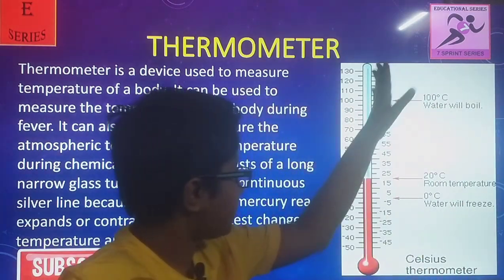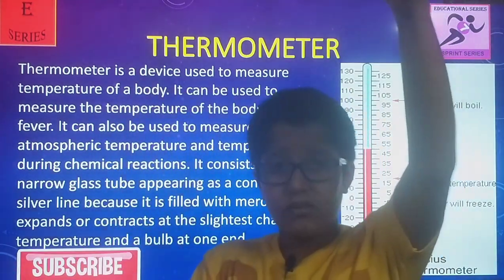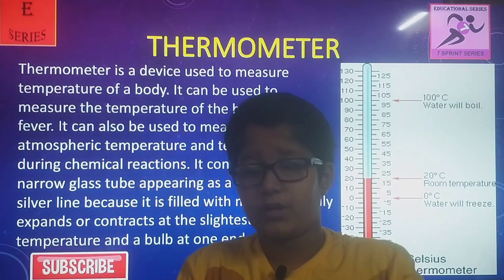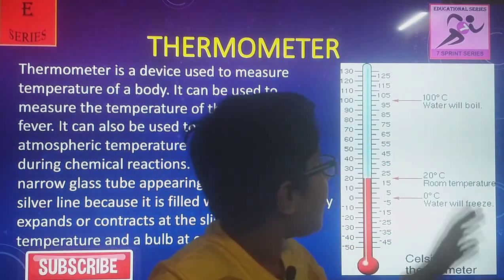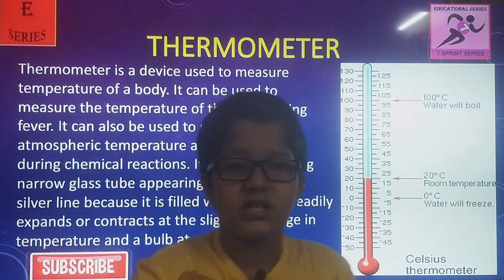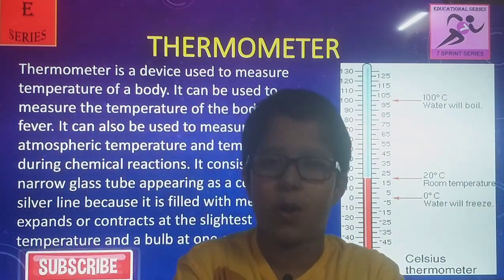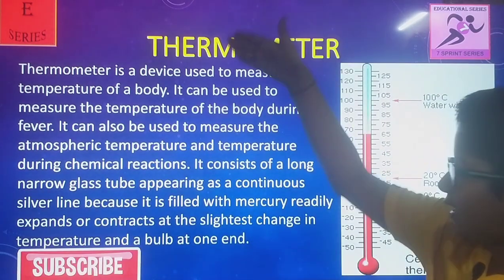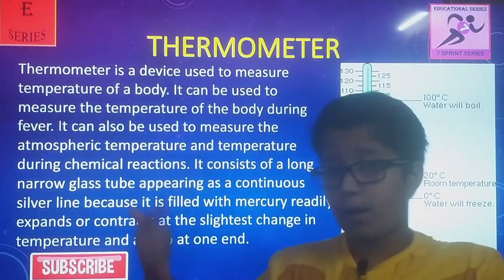Celsius table chart, you can say Celsius form. So at 100 degree Celsius water will boil, and at 0 degree Celsius water will freeze, and 20 degrees is the normal room temperature. You can see all this in the PPT in the comment section below.